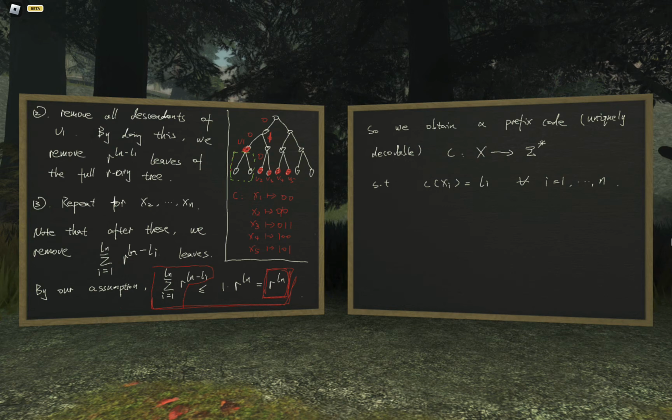So suppose L1, L2, and L3 are all 2. Then I've got r to the ln minus 2 plus r to the ln minus 2 plus r to the ln minus 2. And 2 is small, so that's a large power of r.